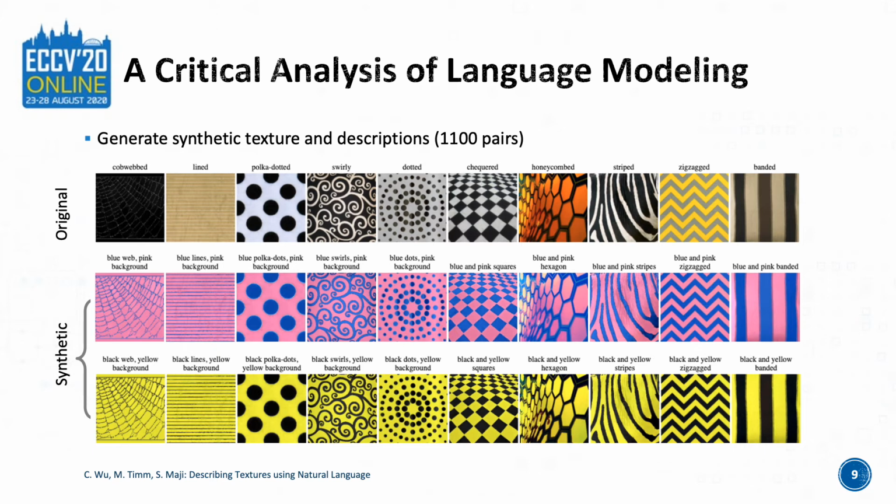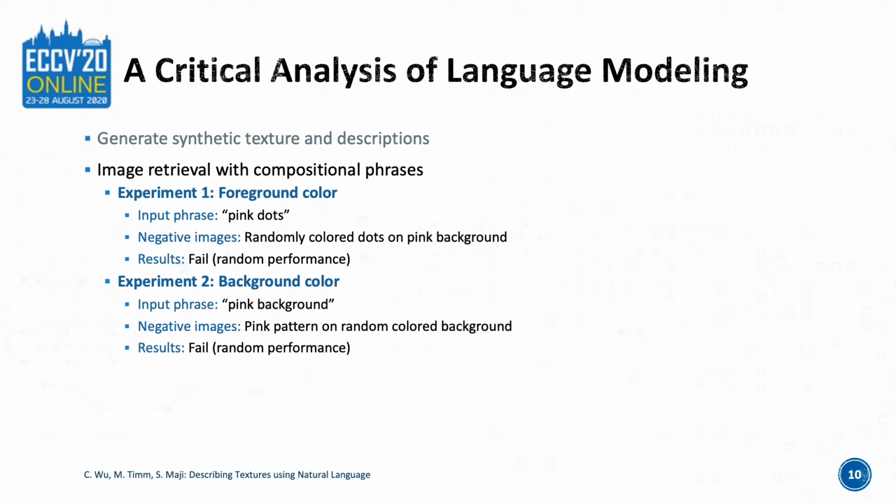5 patterns on the left have foreground-background distinction, while the 5 on the right do not have this distinction. We manually modify the colors into pairs from 11 predefined colors. This results in a synthetic dataset of 1,100 images. On top of the synthetic dataset, we designed several image retrieval experiments with templated queries.